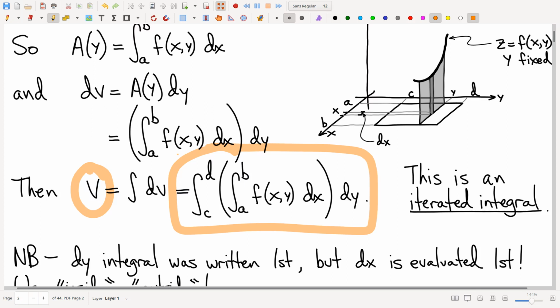That's the dy integral. But in order to compute each one of those volumes of slice of bread, I need to know the areas, and the areas are what I get as I chop it up, add it up, whole is the sum of the parts concerning these areas in the x direction. That's this inside. So, integral of an integral. Pretty weird.